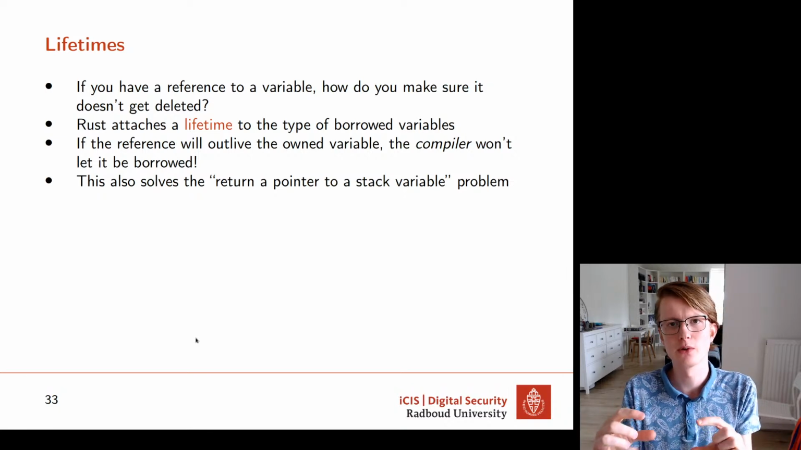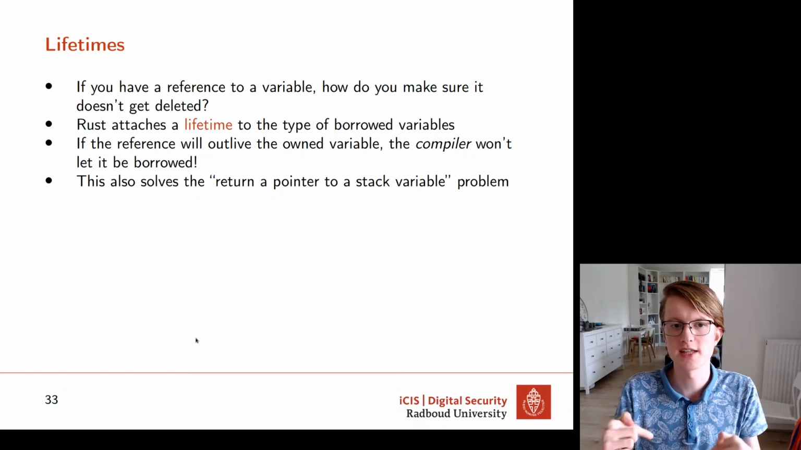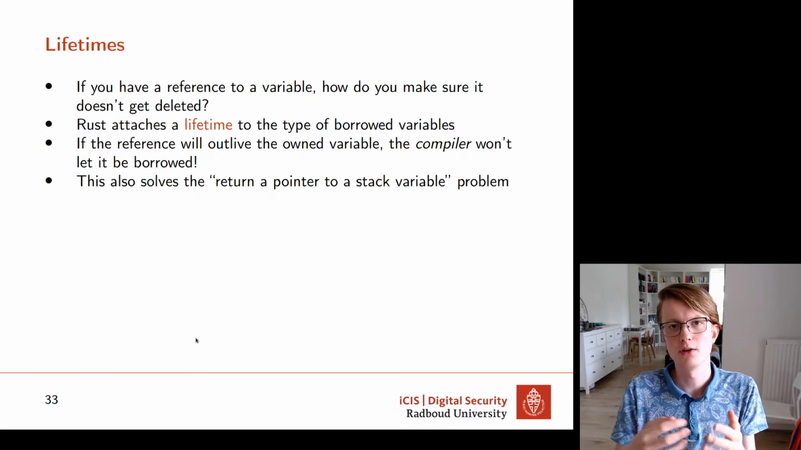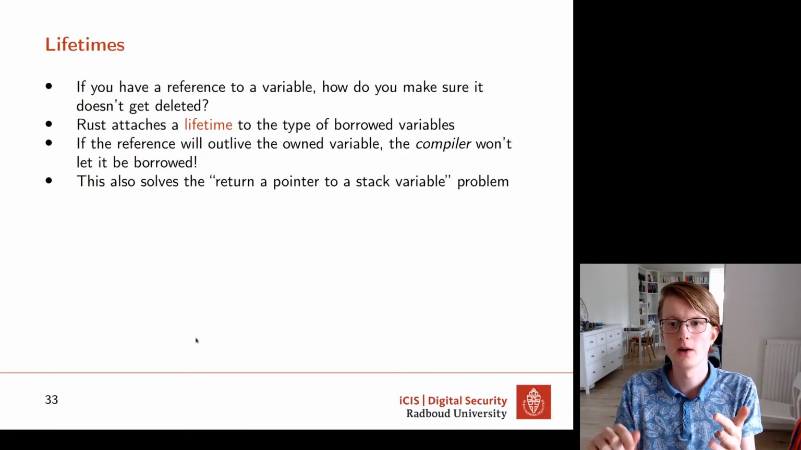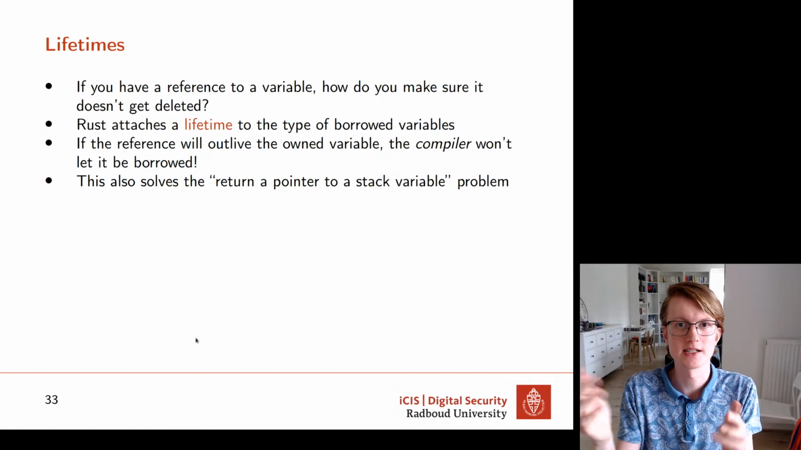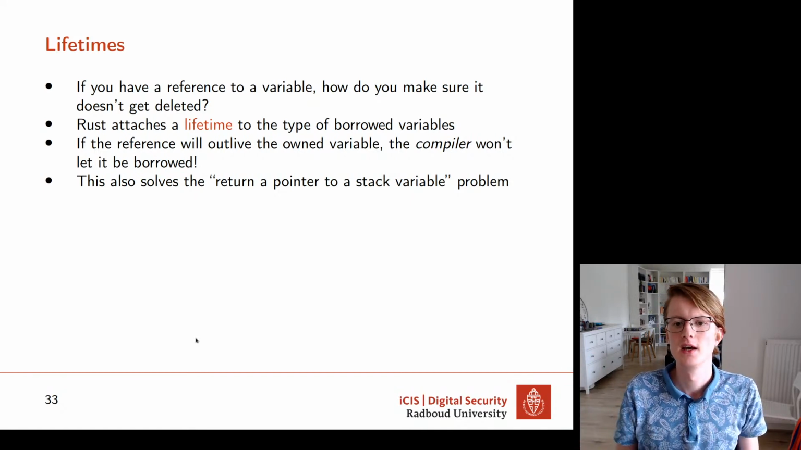The stack variable will go out of scope of the function, which means that the local variable will be gone, the stack will be popped, the local variable will stop existing, but this pointer to it was returned, so that still exists. So then you have a pointer into memory that is invalid. That's the type of problem that we're trying to solve here.